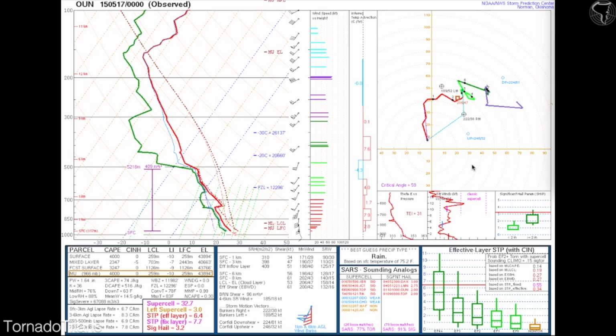Now, 0 to 3 kilometer helicity is high enough for supercells and even tornadoes at values of over 150. But you're kind of wanting 300 to 400 for the higher-end tornado days. For 0 to 1 kilometer helicity, anything over 100 is fair game for tornadoes. As you work your way up, you get more into a violent tornado kind of environment.